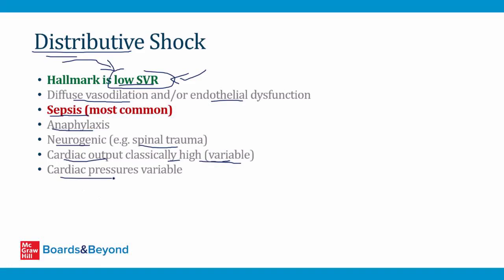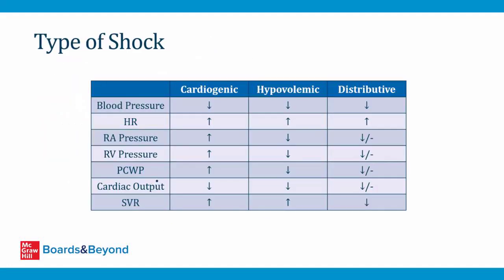Same is true of the cardiac pressures. They can be low or they can be normal. It depends on whether or not the patient has lost fluid volume. The bottom line is the one feature of distributive shock that is always present is the low SVR. So we'll talk about obstructive shock, the fourth form of shock, in a minute, but that's a relatively uncommon type of shock. Shown on this slide are the three major types of shock and their hemodynamic profiles.